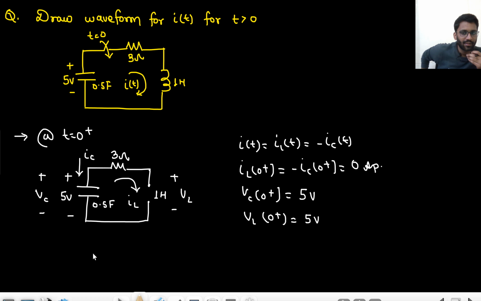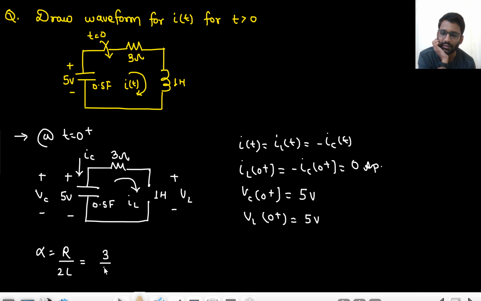Getting my point? Right? So this is what is happening here. Okay. So we don't need to do all this. I just need to draw the waveform for IT. Just the waveform. So tell me, what is the alpha here first? Alpha is R by 2L because it is series RLC. So that is 3 by 2, 1.5.